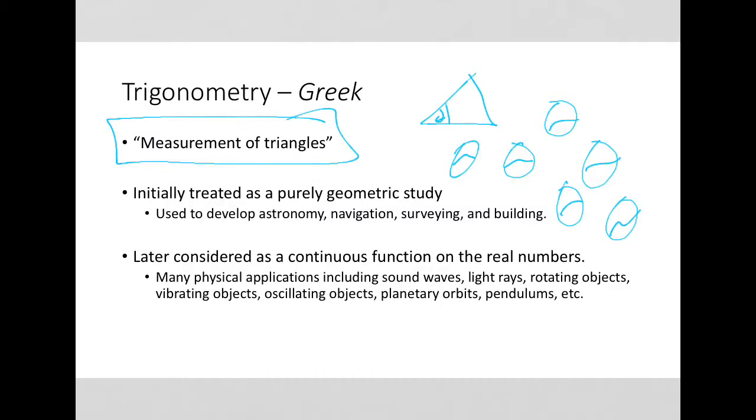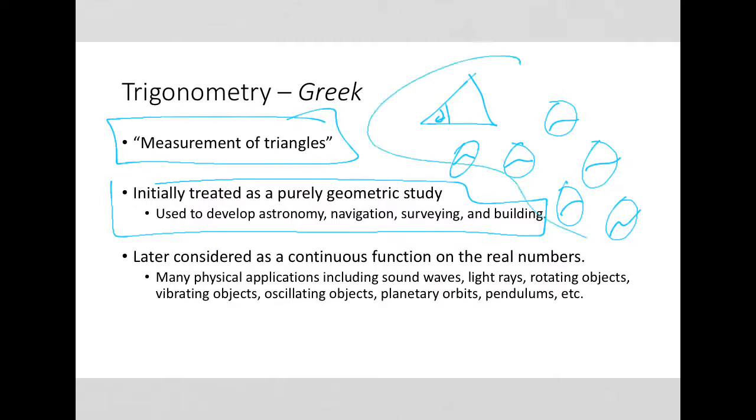Anyways, I digress. But trigonometry, measurement of triangles, was initially totally concerned with comparing ratios of sides and angles, and was very useful in the early days. It was used for calculating astronomical things, for navigating on ships, for surveying, so like looking at land and figuring out elevation, and for building. They could use properties of triangles to build sound structures, which is pretty cool. But it was all based on this idea of the triangle.